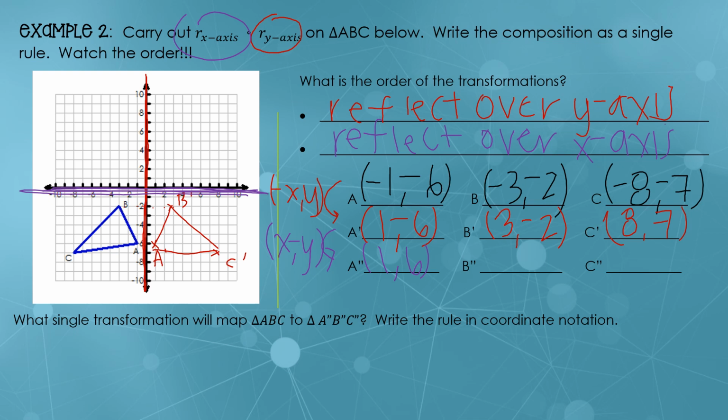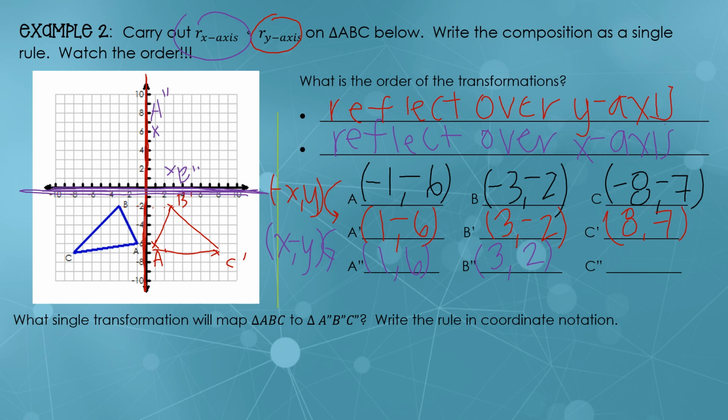If you're counting, A prime is 6 below. So if you count 6 above, that puts A double prime at 1, 6. Using the rule, look at B. X stays the same, so it stays 3. The y becomes the opposite, so it changes to 2. If you want to count, B prime is 2 below the x-axis, count 2 above, that puts you at 3, 2 for B double prime.